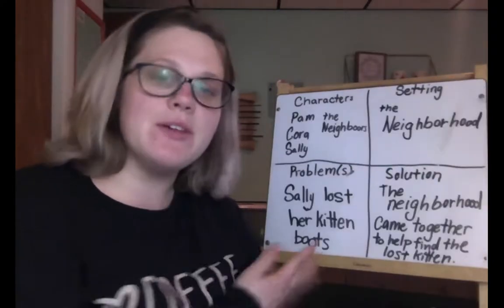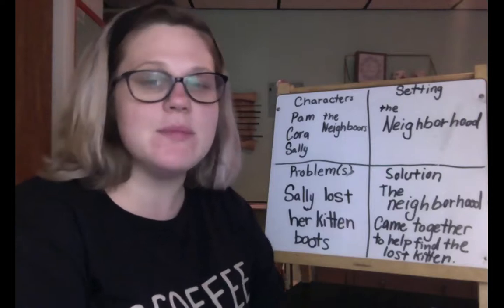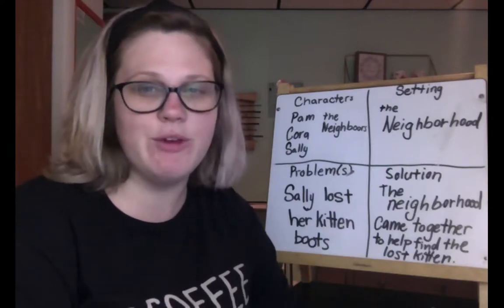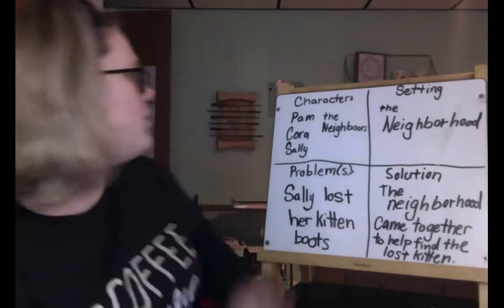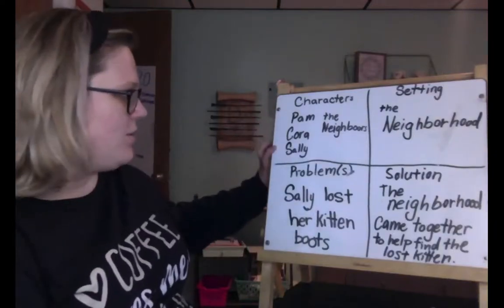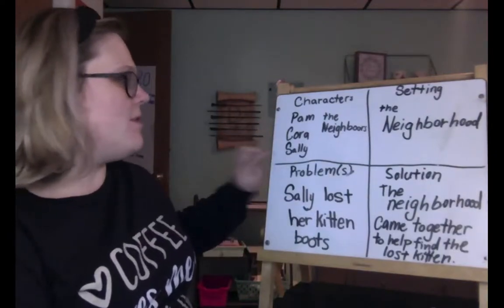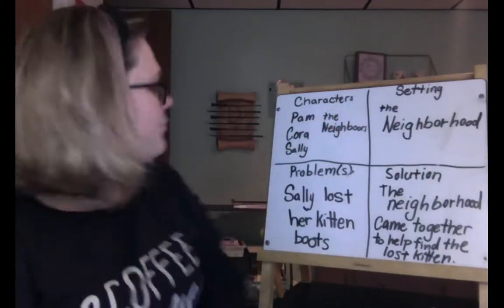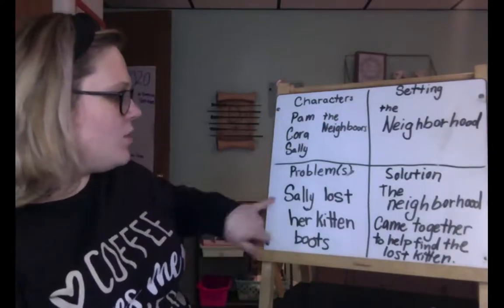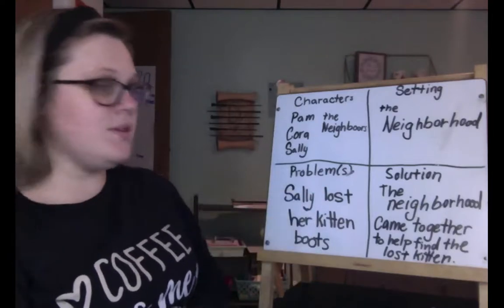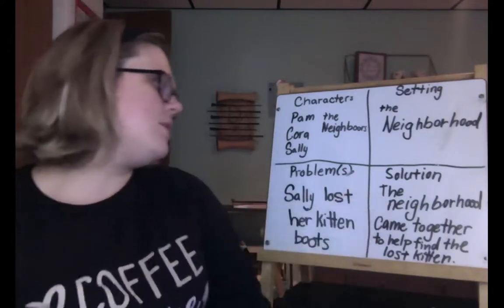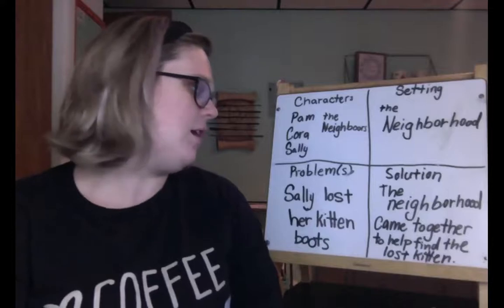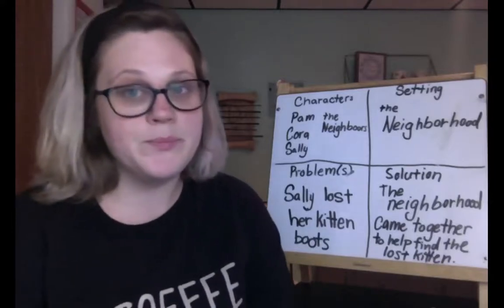Okay, so I filled out my story map for the Lost Kitten. This is something that you can typically do during that first read of your story. So I've listed out the main characters and the order that I found them in the story, where the story mostly took place, the problem, which was that Sally had lost her kitten Boots, and the solution was that the neighborhood had to come together to help find the lost kitten.